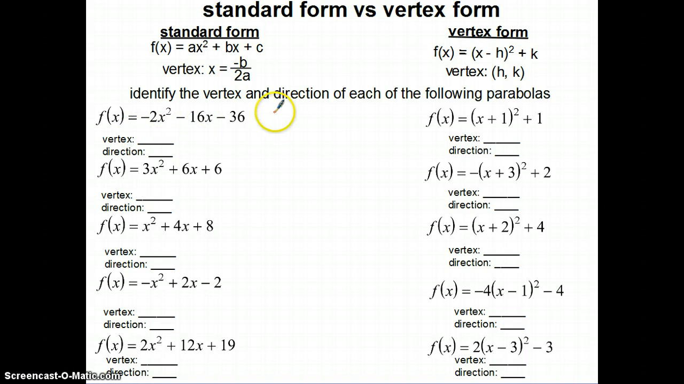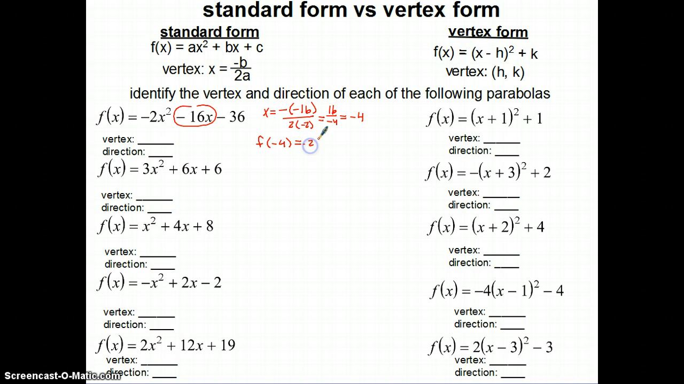To find your vertex in this first example, I let x equal negative b over 2a. So I have negative b, but b is a negative 16, so I have two negatives, all over 2 times a, and a is a negative 2. This becomes positive 16 over negative 4, which is a negative 4. That's the x value of your vertex. We now plug it in to find the y.